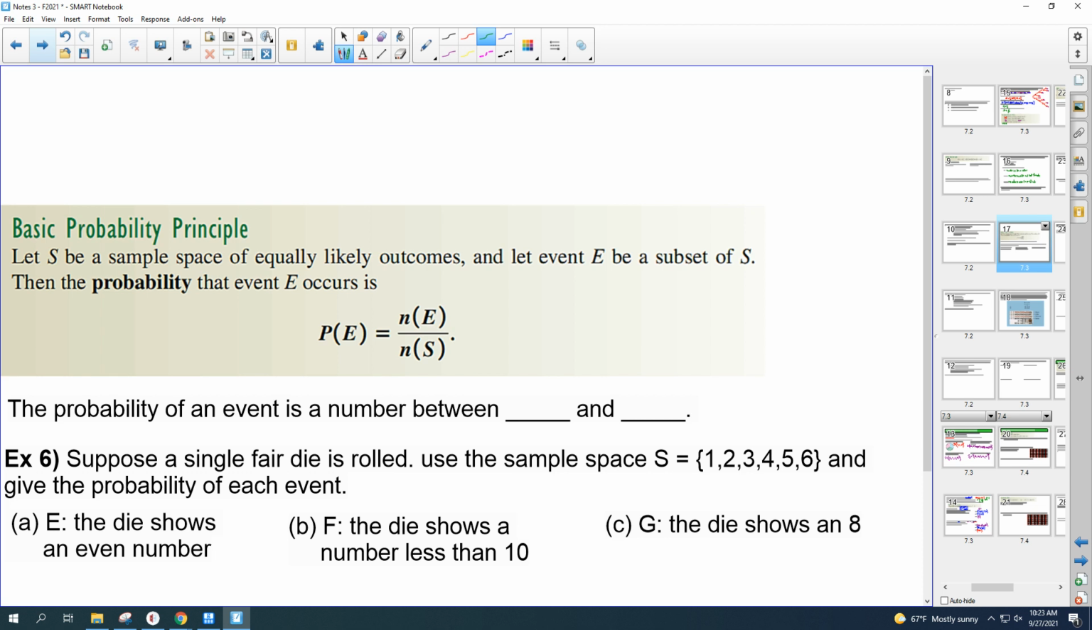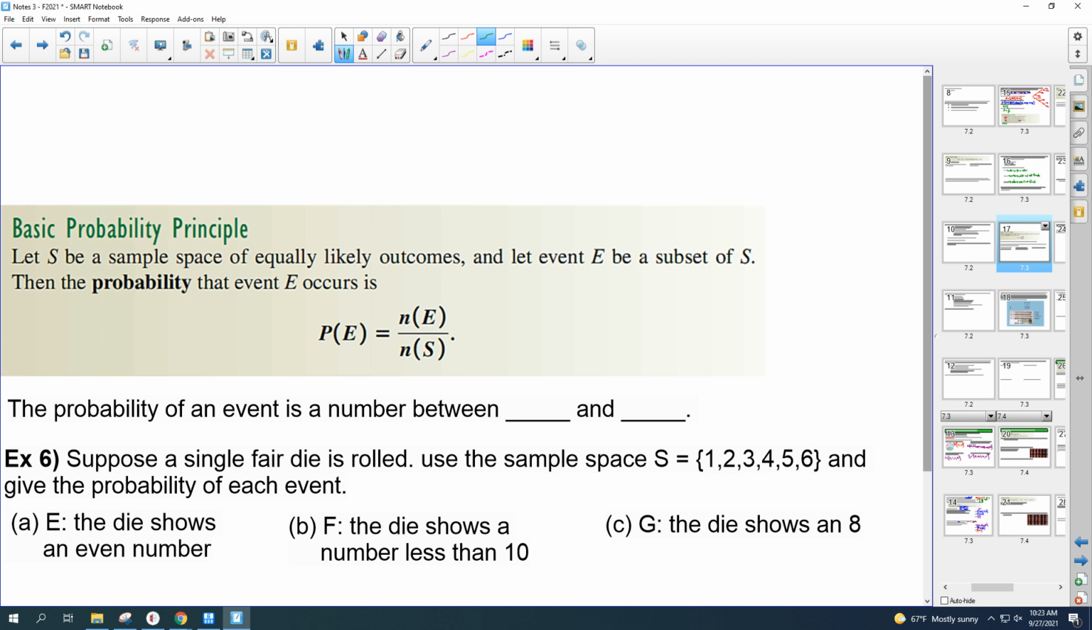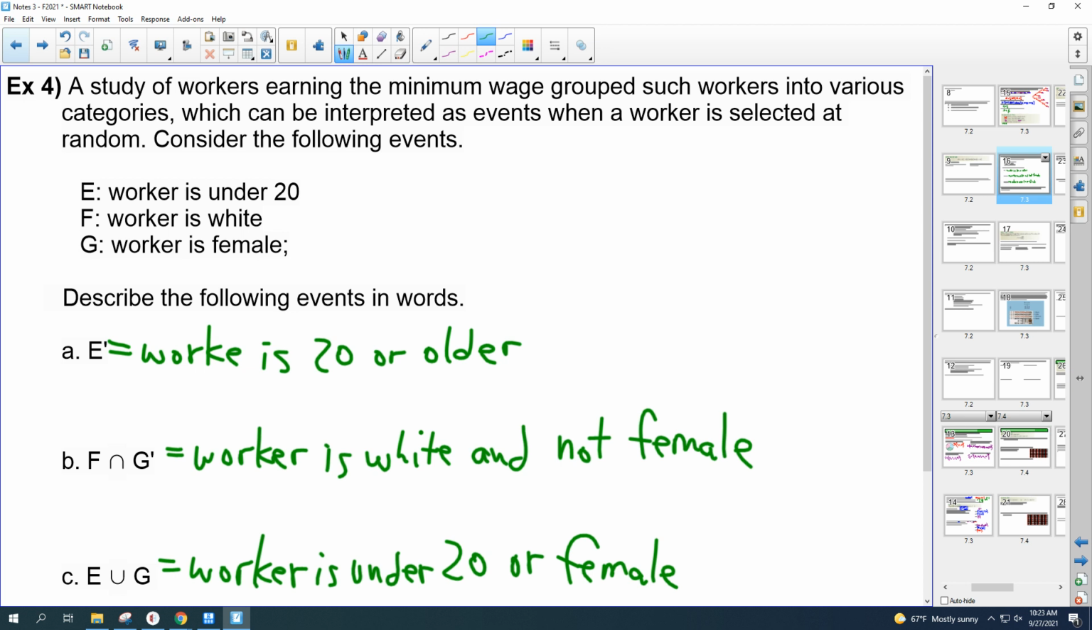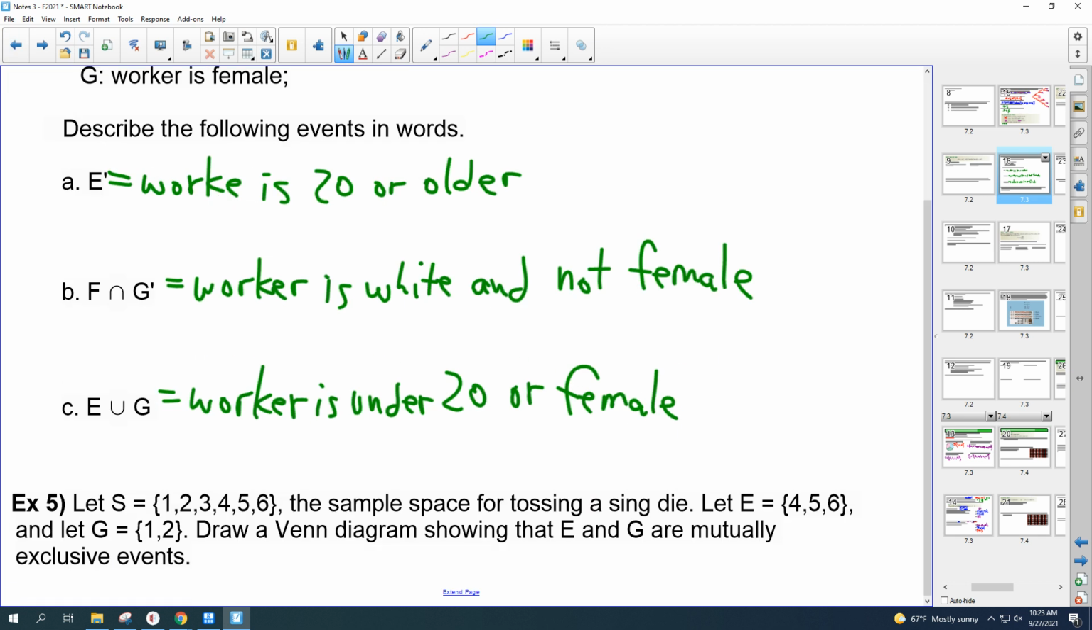Okay. Something missing? Do you have an example 5 there that's missing? Where did... It's at the bottom of the last slide. Ah. Thank you.